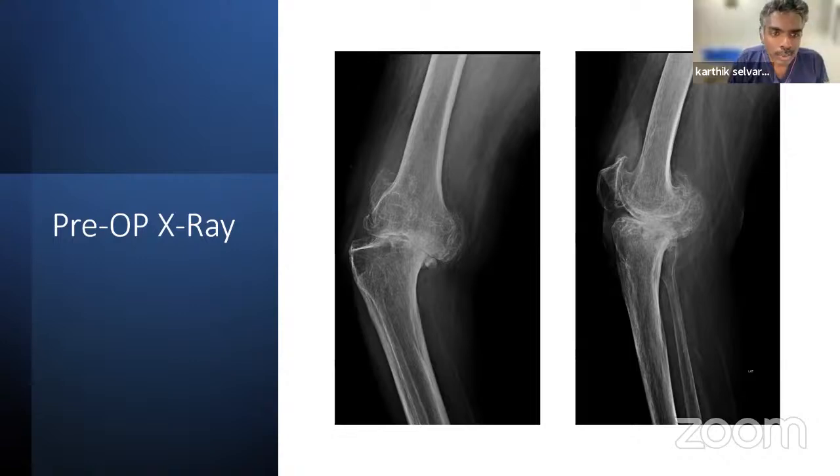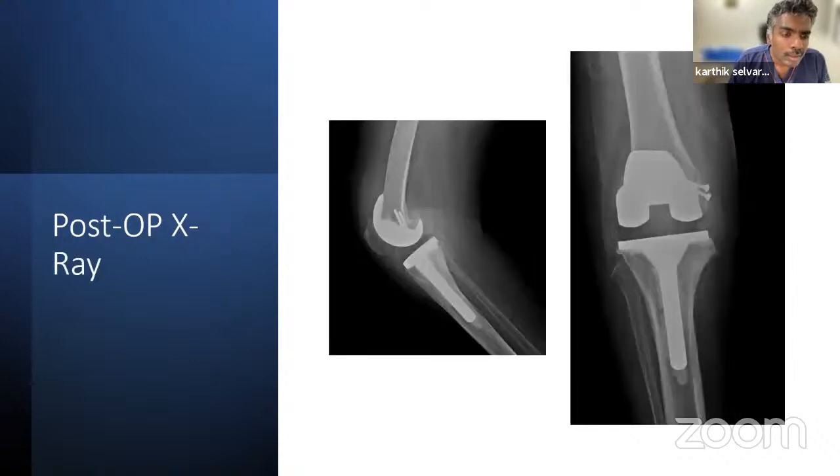I think it's an important take home. Okay, go ahead, Adarsh. I think I'll show what we did. See, this was the immediate post-op X-ray.